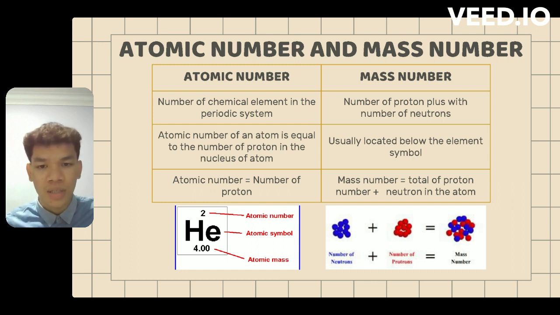These are the formulas to count atomic number. Atomic number is equal to the number of protons, while mass number is equal to the total of proton number plus neutrons in the atom. And as you can see in the picture below, there's the element helium, and at the top is the atomic number, and at the bottom is the atomic mass.